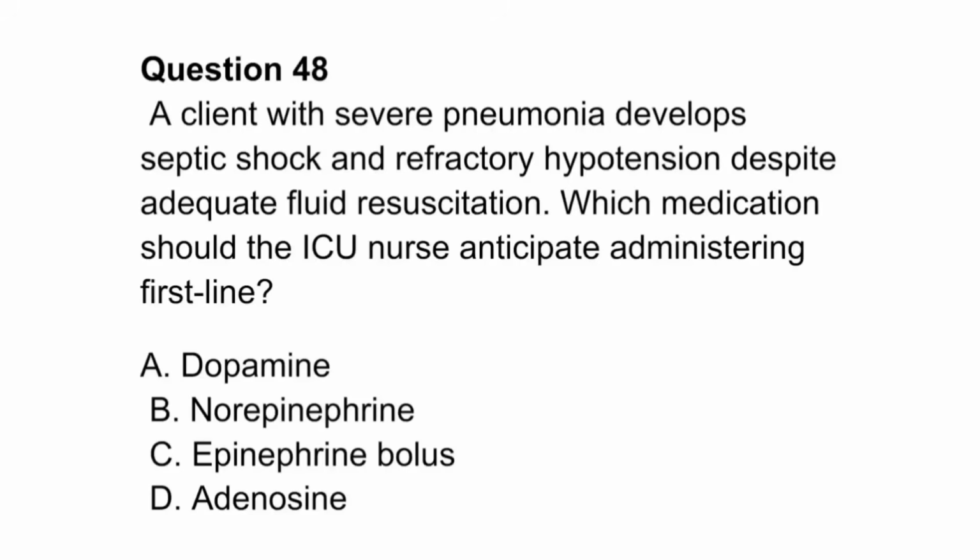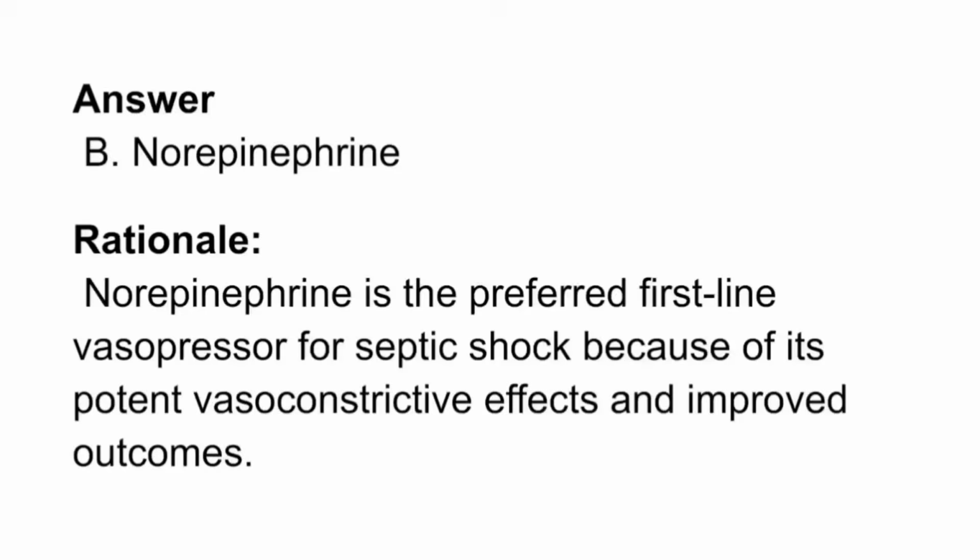Question 48. A client with severe pneumonia develops septic shock and refractory hypotension despite adequate fluid resuscitation. Which medication should the ICU nurse anticipate administering first line? A. Dopamine. B. Norepinephrine. C. Epinephrine bolus. D. Adenosine. Answer: B. Norepinephrine. Rationale: norepinephrine is the preferred first-line vasopressor for septic shock because of its potent vasoconstrictive effects and improved outcomes.